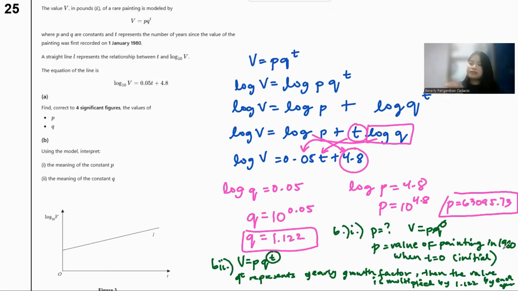You can also say that since Q is 1.122, we can conclude that the value will be multiplied by 1.122 each year. You can add other details like, for example, writing painting, to show that we are talking about the paintings and so on, the value of the paintings.